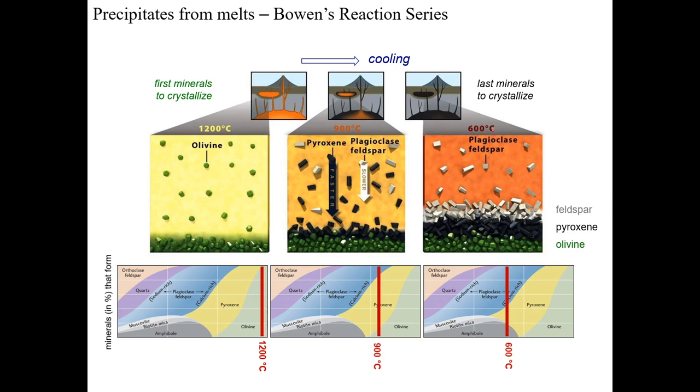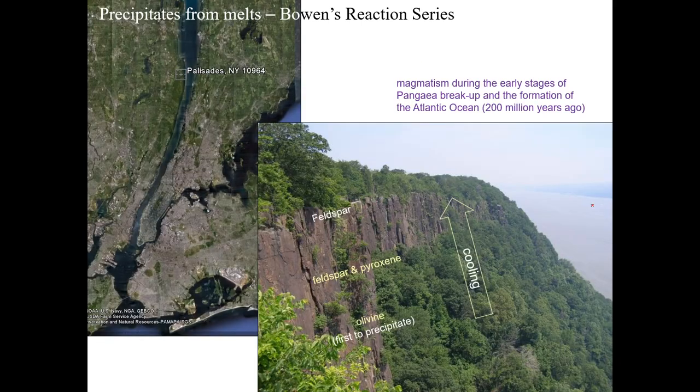So let's see. I don't know if I want to go over this stuff too much, but the rocks that are going to crystallize at a high temperature are going to be olivine rich, right? They're going to be ultramafic. The things that are going to crystallize at a slightly lower temperature, let's say 900 degrees Celsius, are going to be mafic. And things that are crystallizing at like 600 degrees Celsius are going to be maybe feldspar rich. They're going to be more intermediate. Okay, so we really do see this in real life.